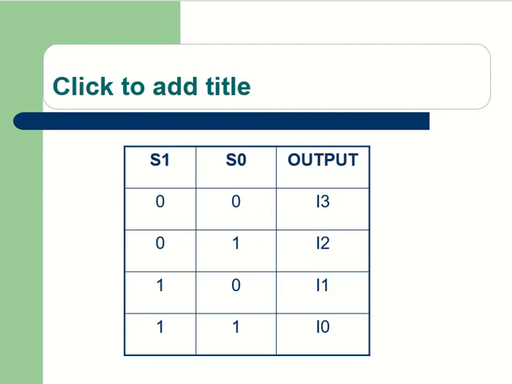What I said has been represented in this truth table. When both select lines are 0 and 0, I am going to get I3 as an output. When S1 is 0, S0 is 1, I'll get I2 as an output. When S1 is 1, S0 is 0, I am going to get I1 as an output. And when S1 is equal to 1 and S0 is equal to 1, I am going to get I0 as the output.